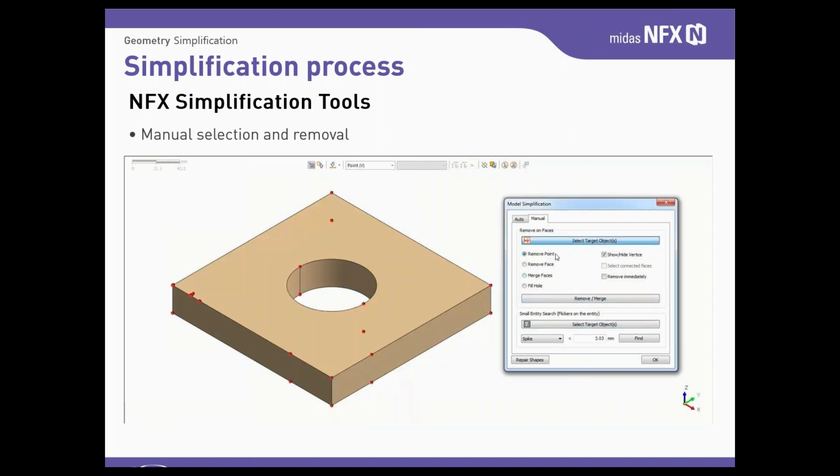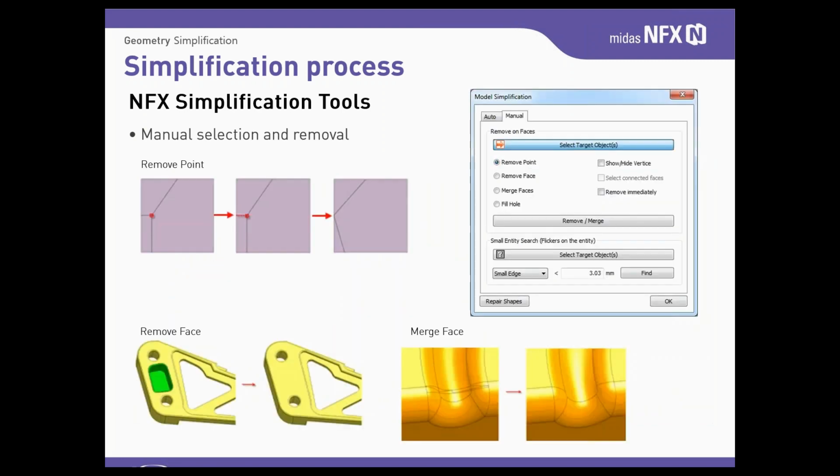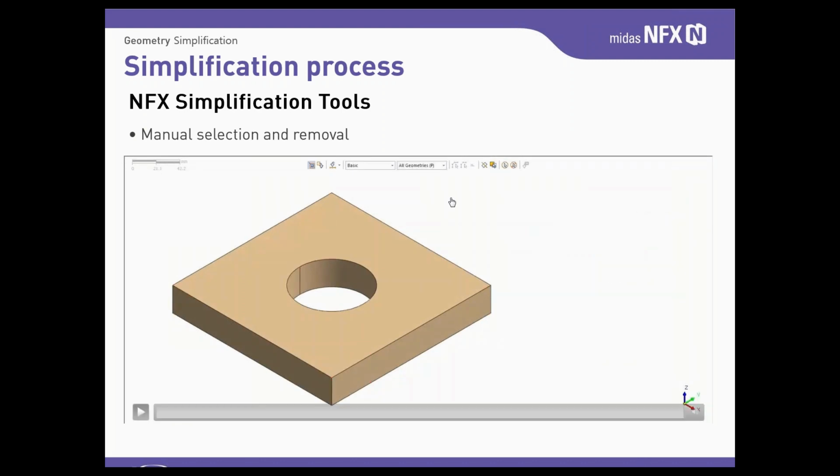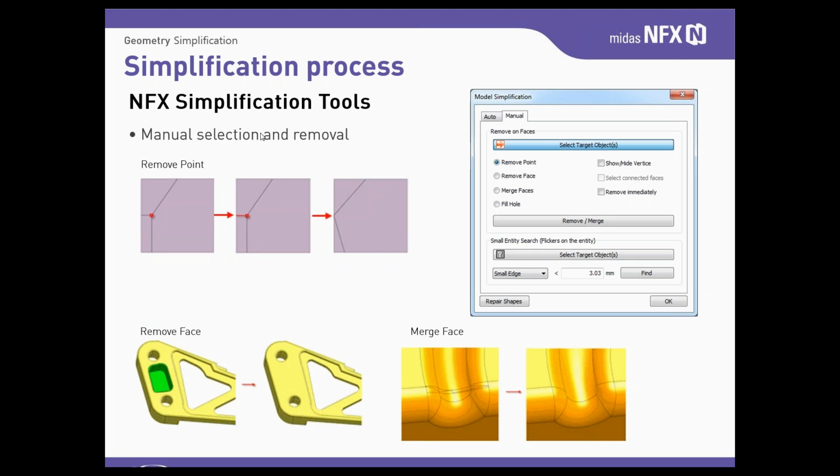And this is how we made simplification using manual tools. Just to go back for a moment, if we want to see everything. So manual selection and removal tools work in the following way. This remove point works like this. If we select this point, it will be removed, but all of the topological information will move in the closest direction to the previous definition. This is why those edges will move this way.